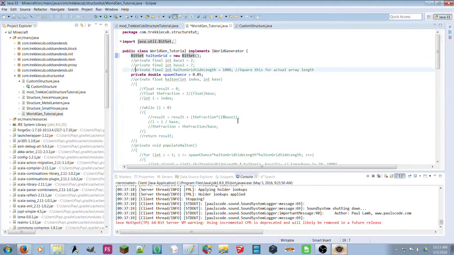So, we're also going to have something called a private final int Halton grid side length. This is going to be the number of chunks on each side of a square against which we will compare the chunk numbers in the world. This note here is here because I don't know if there's a way to create an easier to work with two-dimensional bit set. There's a way to work with a one-dimensional array, or in this case an array-like structure, without actually having to make it two-dimensional. It's first year computer science kind of stuff, but I'll show you how to get that to work. Anyway, this is the length of your Halton grid side length.